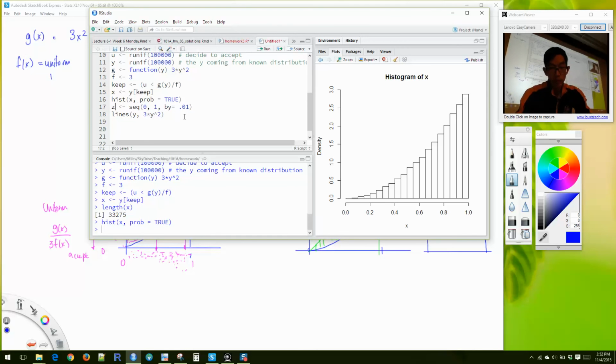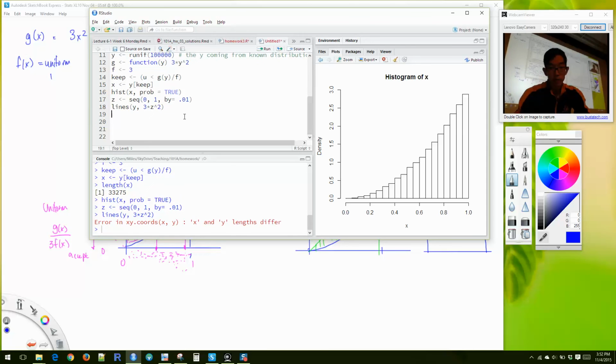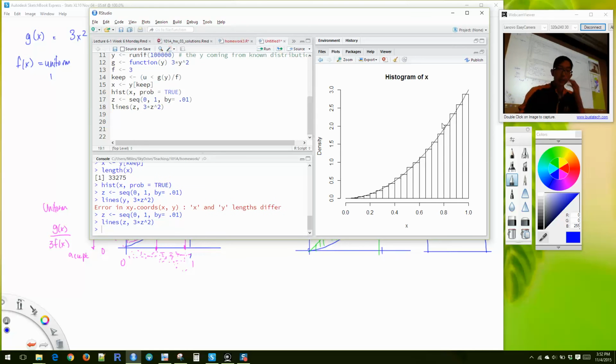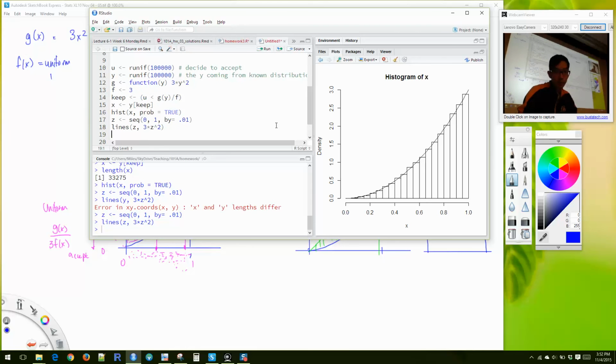Maybe I'll call this z. Oh, yes. Oh, question? No. Okay, and we apply our density and it fits. Okay, so this is a method to generate using the accept-reject. It's just that a lot of times the numbers that you generate will get thrown away. All right, so I'll include this in our notes as well.